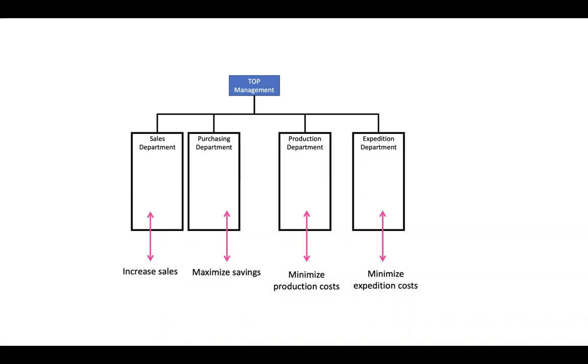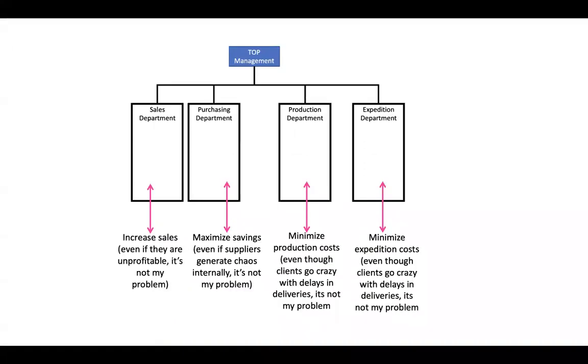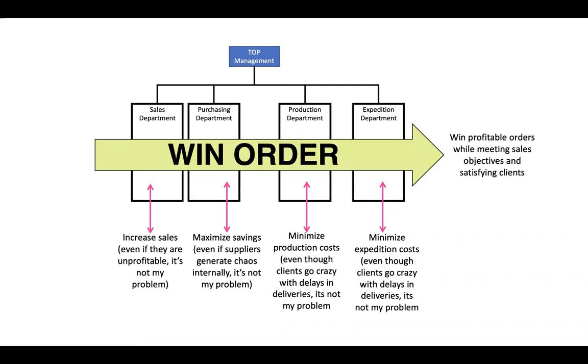However, when we think about processes, when we think of the transversal, the horizontal entity that crosses the departments, you see, the sales department can meet its own objectives, even though all other departments and the company as a whole are harmed. So, increase sales, even if they are unprofitable, it's not my problem.